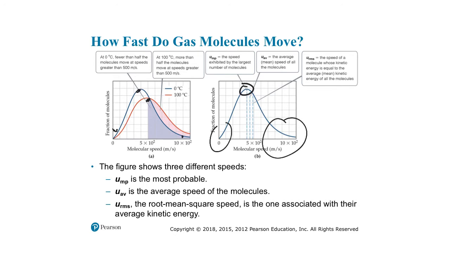And then there's a velocity that we call the root mean square velocity, the v or the u_rms, which is the speed of the molecules whose kinetic energy equals the mean kinetic energy of the molecules. So we have the most probable, this is the highest point of the peak. The average is the midway point, the speed at which half the molecules are traveling faster, half the molecules are traveling slower. And then the root mean square velocity is the velocity that's associated with the average kinetic energy. So the average kinetic energy is defined by the temperature.